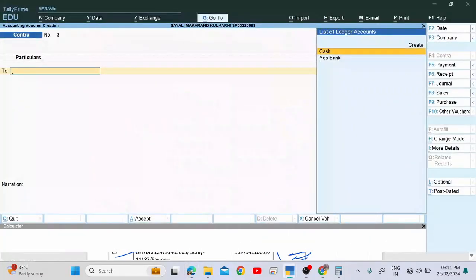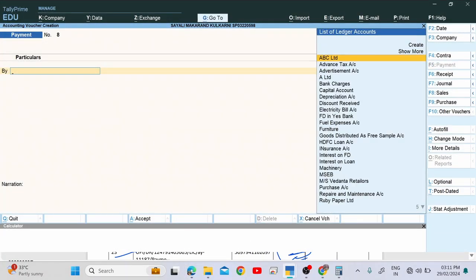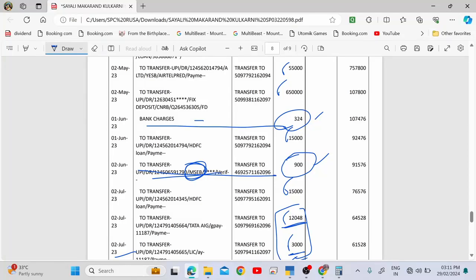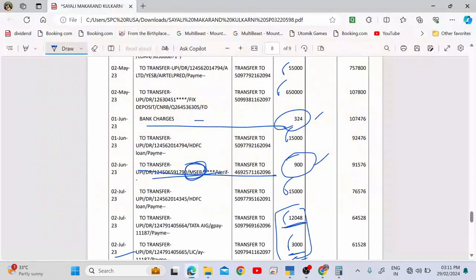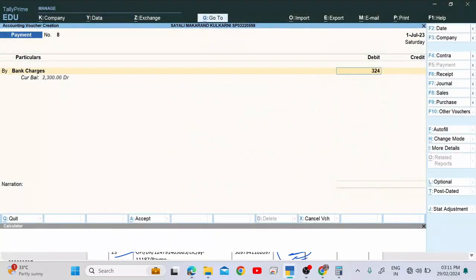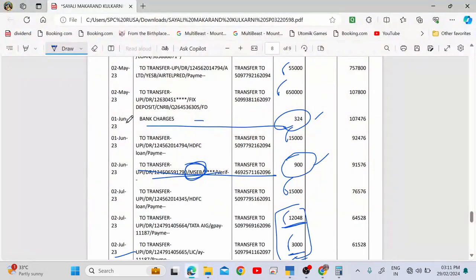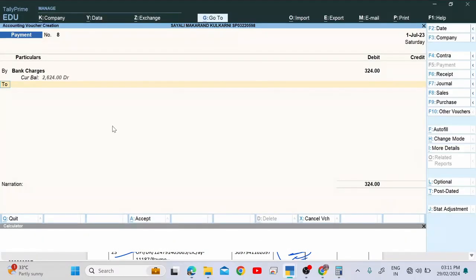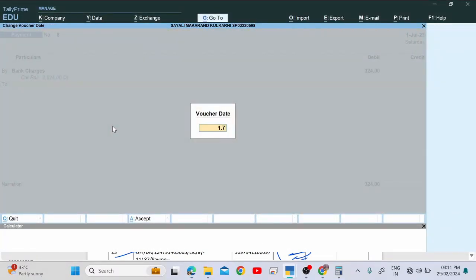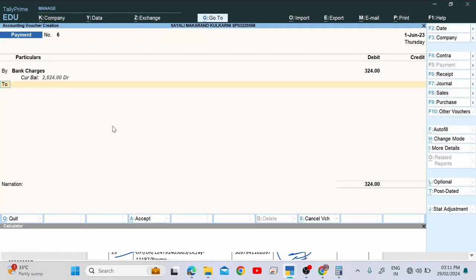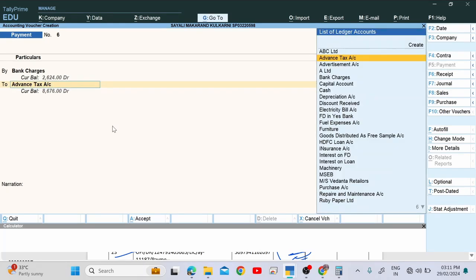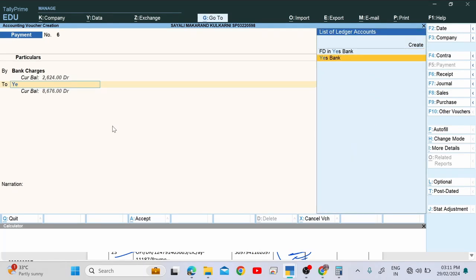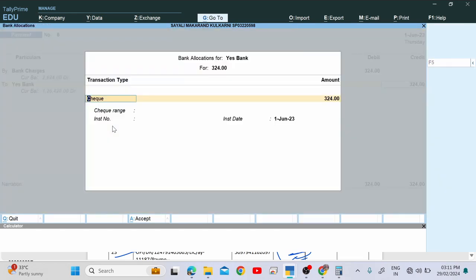entry. Bank charges will be in Payment, because it is a payment from the bank. Do we have a Bank Charges head? Yes, we have Bank Charges head, and then 324 rupees debit. But on which date? On 1st June. Now don't forget the date in bank reconciliation, the date is very important. 1st June, and then Yes Bank, 324 rupees.